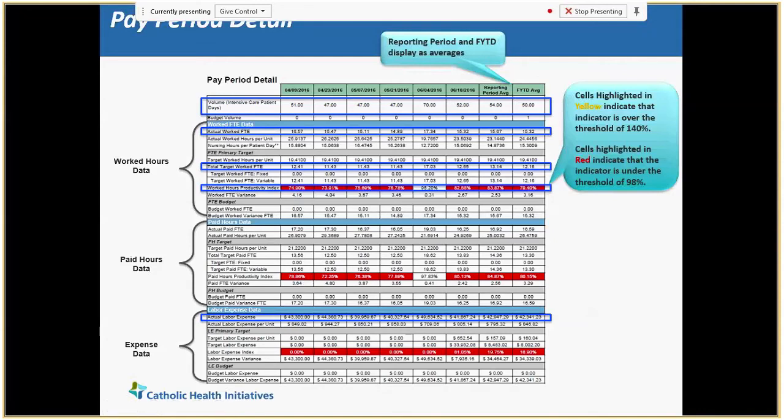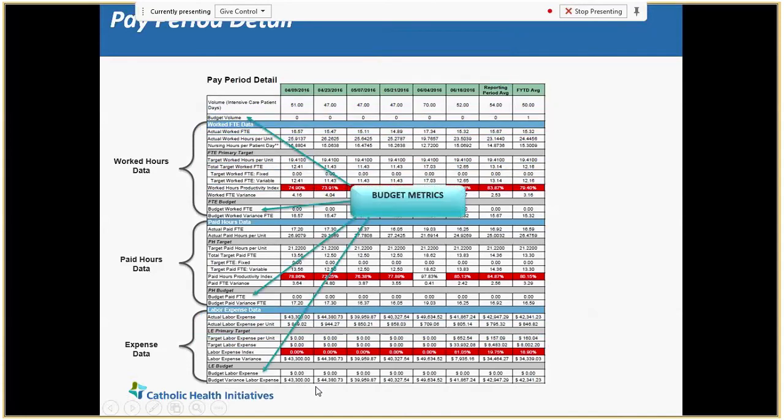So we can see the actual total payroll dollars for each pay period compared to what was targeted. So again, that would be the FY18 budgeted, total budgeted dollars divided by the units of service. That target would get applied to the actual volume to come up with the targeted labor expense. So then we get a labor expense index when we compare target to actual. We also have some budget metrics. We only actually have one. We have 4 line items, but we have only loaded one of these.